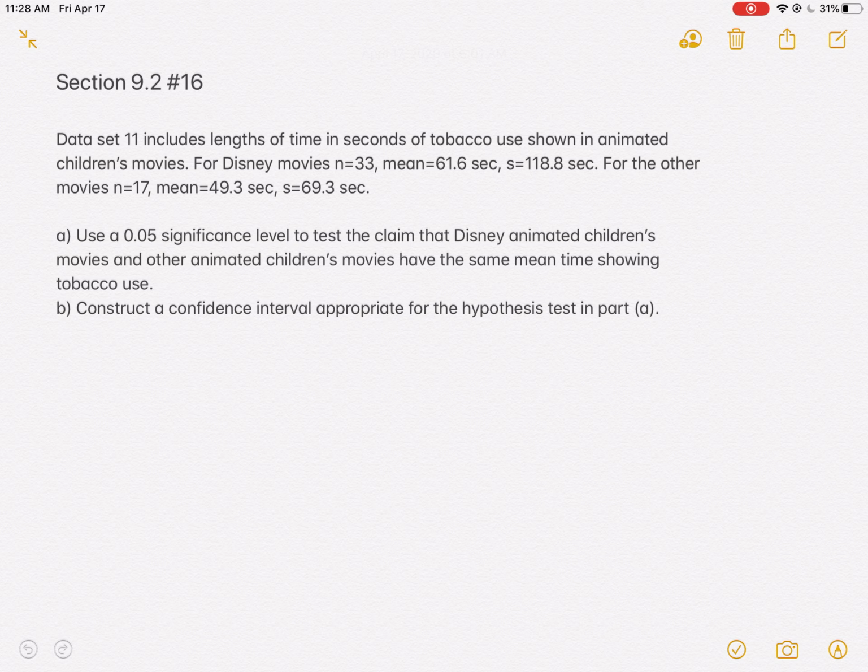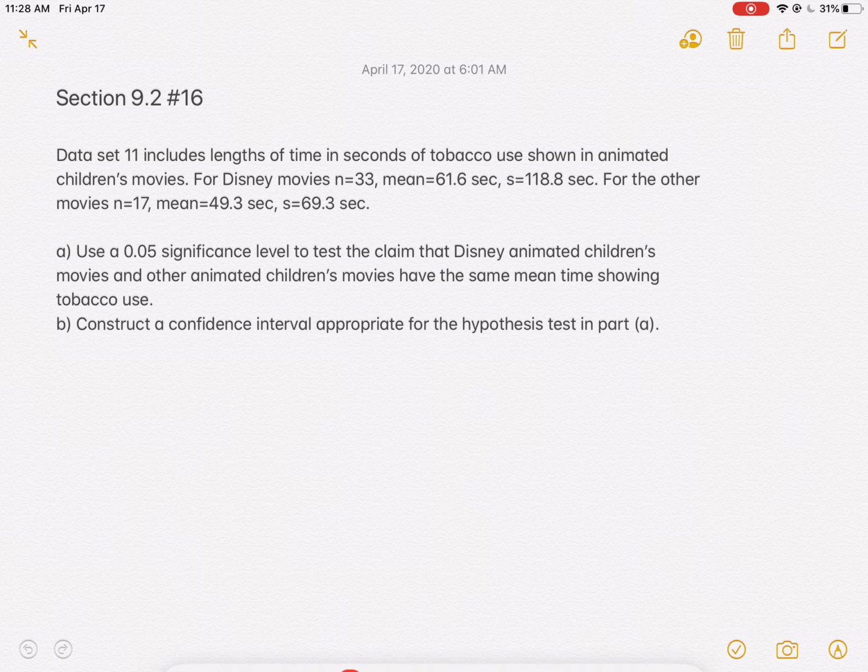And so they kept track of the time that there was reference to tobacco smoking in a Disney animated movie, and then other animated movies. They kept track of that, and they want us to use the same 0.05 significance level to test the claim that Disney's animated children movies and the other animated children movies have the same mean showing time of tobacco use. And so, no problem.